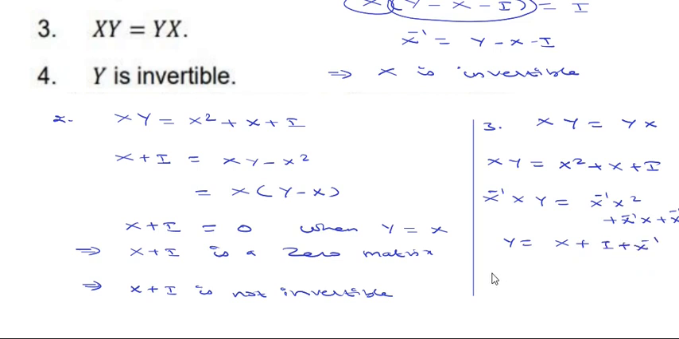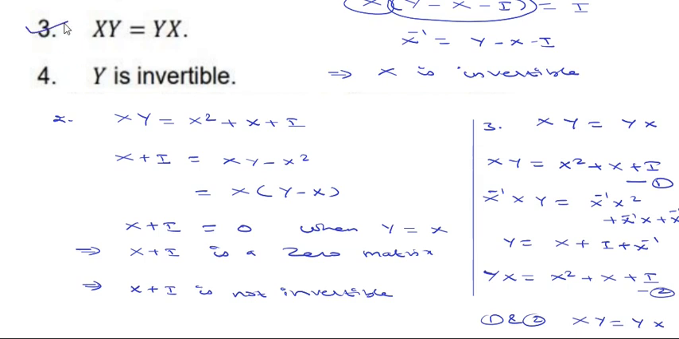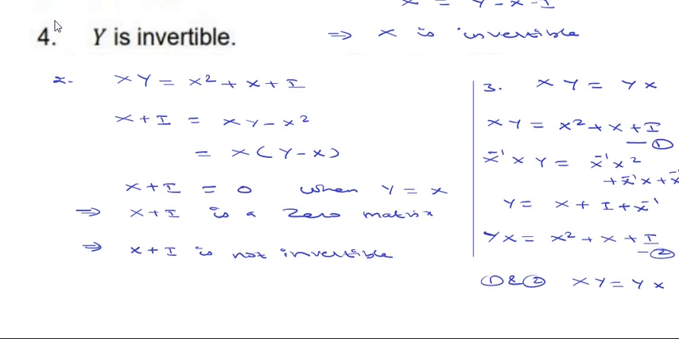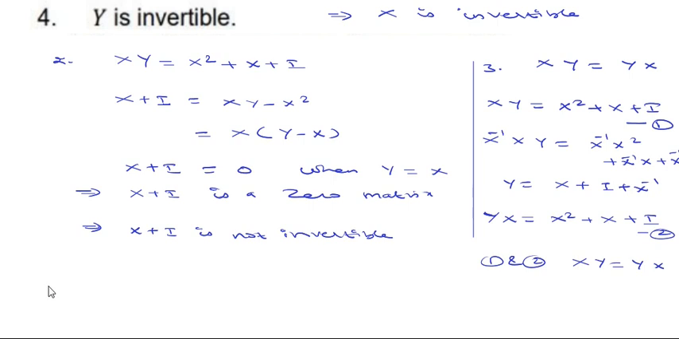Now post multiply by x on both sides, we get yx equal to x square plus x plus I. So from equation 1 and 2, we get xy equal to yx. So therefore the option 3 is correct. So now we will check the correctness of option 4.